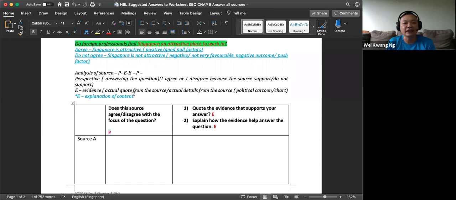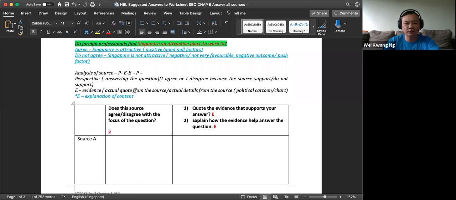Okay, so this is the next thing that I want to go through with you. I want you now to take a look at source A. Now I want you to take out source A. We're going to do it step by step. I'm going to guide you with source A. Then after that, I'm going to share with you the answers for source B, C, and D. That means that Mr. Ng will pause for a while, and what I want you to do is jot down your work online. Then after that, we'll go through the answers in the last 15 to 20 minutes.